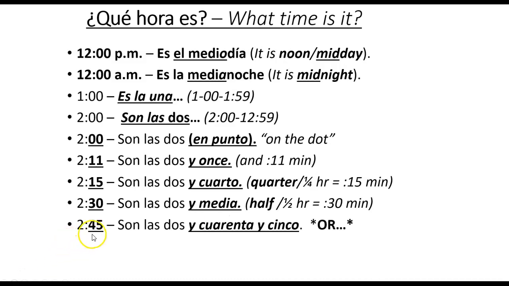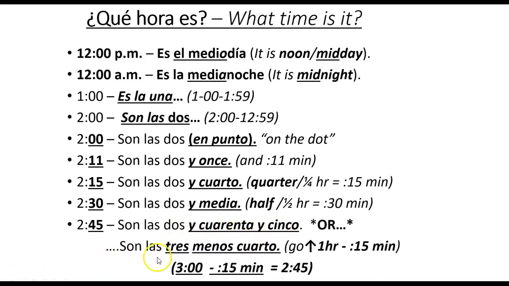At 2:45, we have 15 minutes until 3 o'clock, or 2:45. So in Spanish, you can say this one of two ways. You can say son las dos y cuarenta y cinco, or you can say son las tres menos cuarto. In Spanish, we say it's 3 minus a quarter. So how you do that is you round up 2 o'clock to the next hour, so 3 o'clock. But then you subtract, or go backwards in time, 15 minutes. So 3 o'clock minus 15 minutes is 2:45, right? Or 2:45.